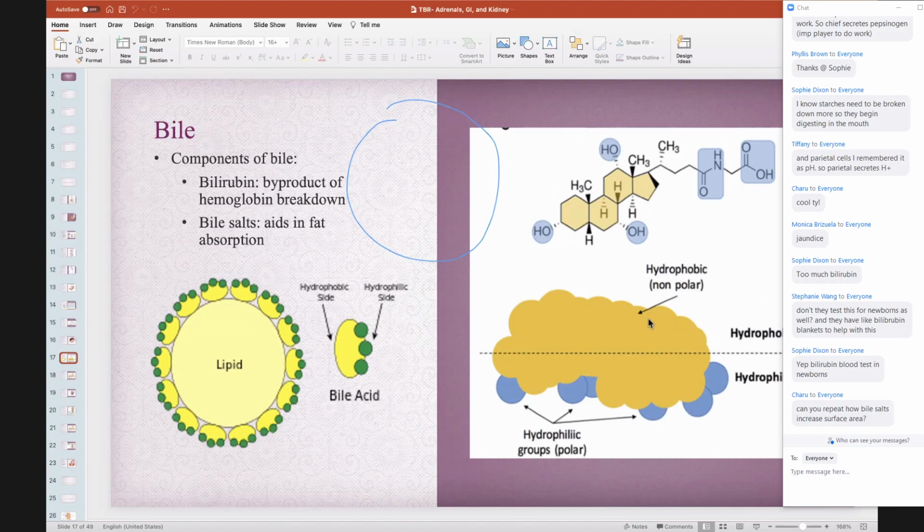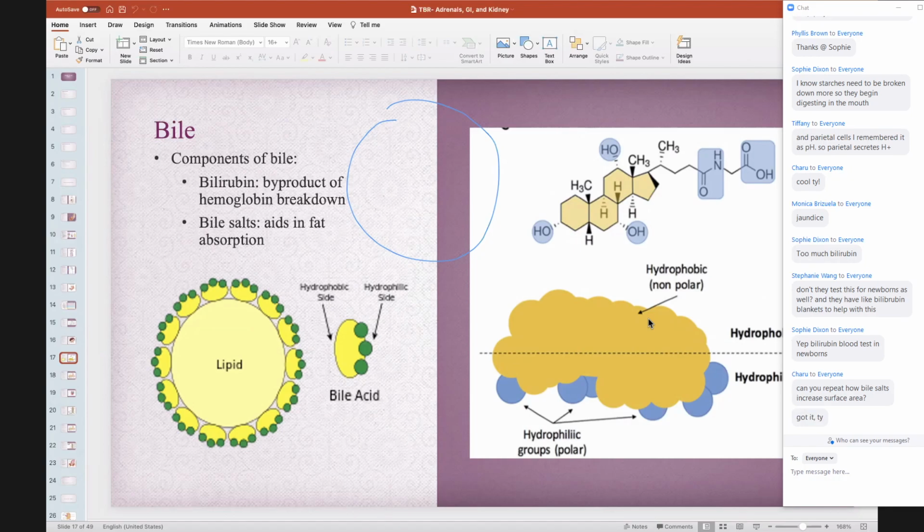Now that we have a ton of smaller lipid globs, it allows for more surface area for the lipases to come and do their thing. Lipases break down lipids. That makes sense? Awesome.